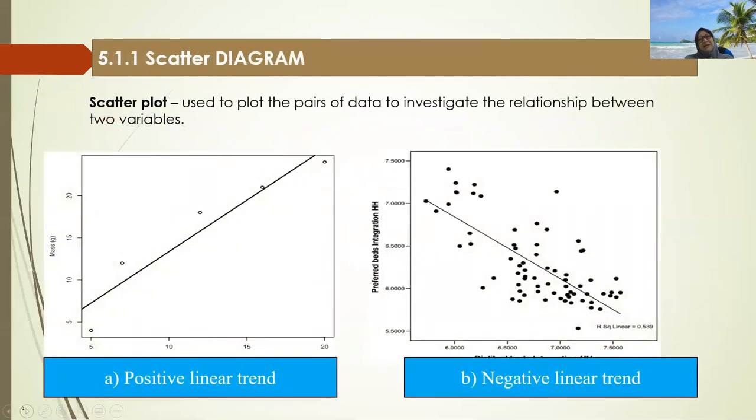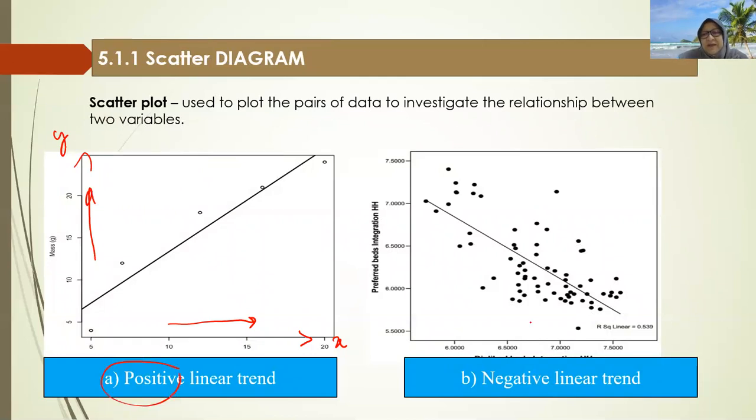Scatter diagram. This is a diagram that we use to represent the relationship between the independent and dependent variable. Normally on the horizontal x-axis, we denote the independent variable, and on the y-axis we denote the dependent variable, which is y. From the plot, we can see the trend of the relationship. If x is increasing and y is also increasing, that means we have a positive linear trend.